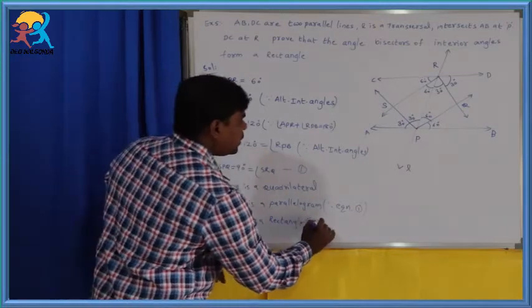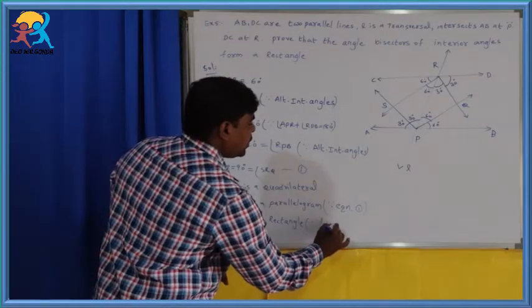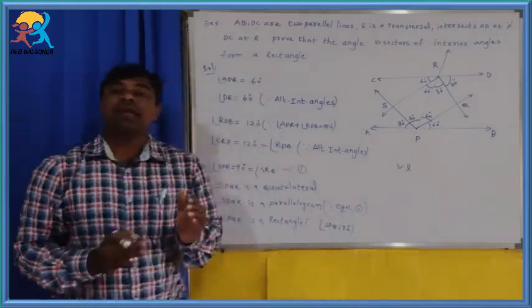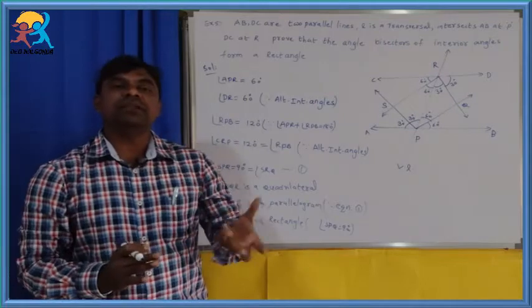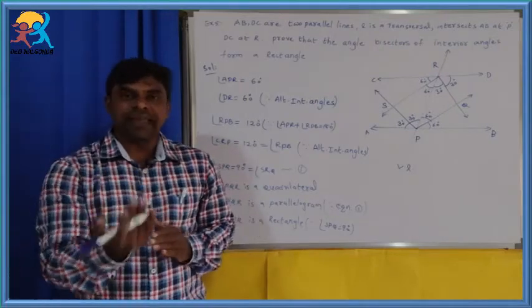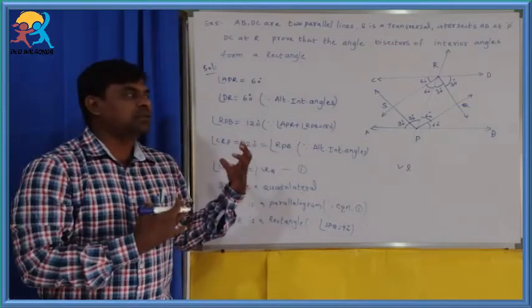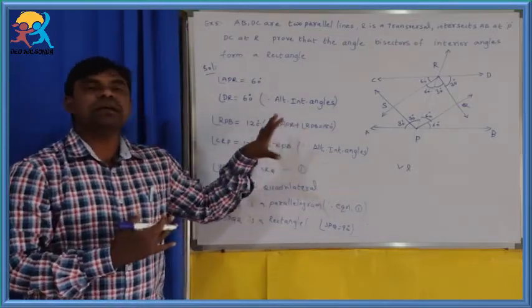since angle SPQ is equal to 90 degrees. In a parallelogram, if one angle is 90 degrees, then it will be called a rectangle. Like that we have to prove. This is one method. This is proved by using the example.